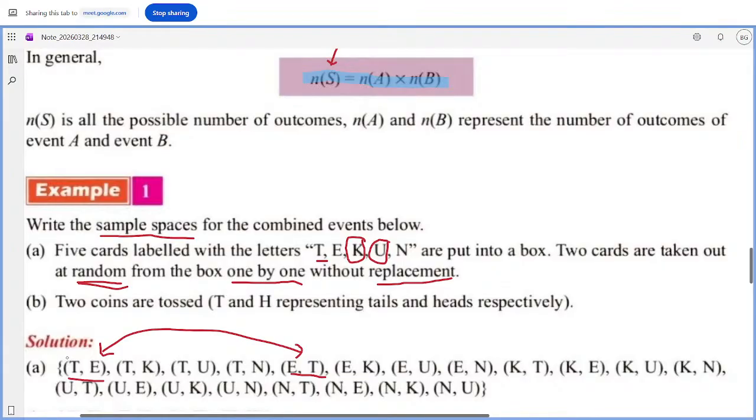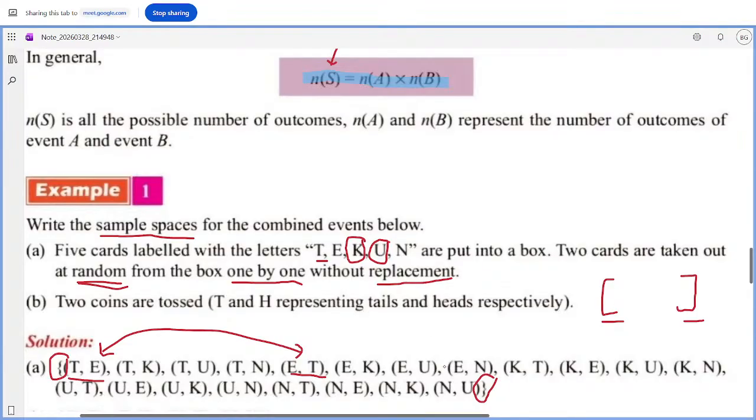And take note, guys, your bracket must be curly. Can you guys see here? If you use this bracket and write down your probability, your sample space is wrong. Can you see, guys, the difference? This is what we call a square bracket. This is what we call a curly bracket. Square bracket is not accepted in SPM. Cannot. Okay, only curly bracket can be used for your probability sample space. Take note on this. Always use curly bracket, not square bracket.